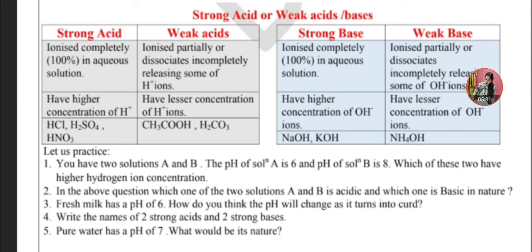Write two names of strong acids and two strong bases. You can see in the above table two strong acids and bases. Last question is, pure water has pH 7. What should be its nature? 7 means, students, neutral. It means pure water is neutral.